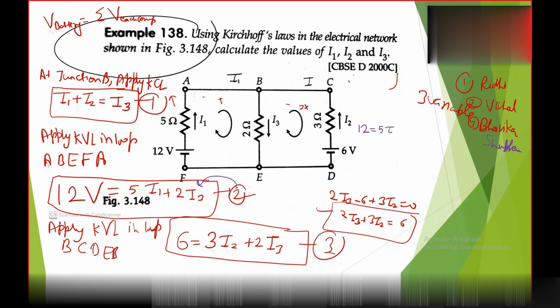equal to 5 I1 plus 2 I3, with the value of I3 being I1 plus I2 from equation number 1. So you'll get 12 equal to 5 I1 plus 2 I1, that is 7 I1 plus 2 I2. Now for the third one, if you replace here again, we can write that 6 is equal to 3 I2 plus 2 I3, with I3 being I1 plus I2. So better we can write 6 equal to 3 I2 plus 2 I1 plus 2 I2, that is 2 I1 plus 5 I2.